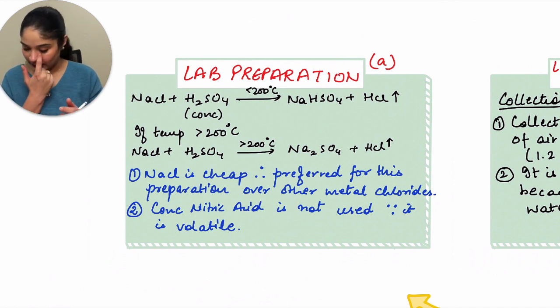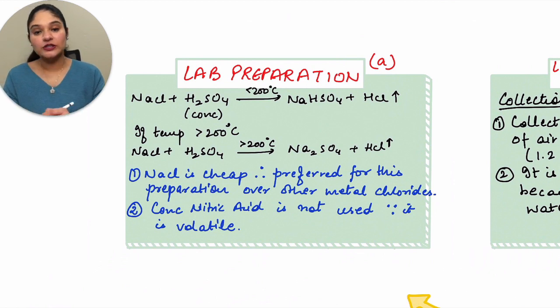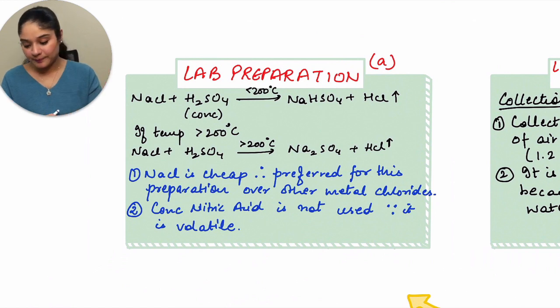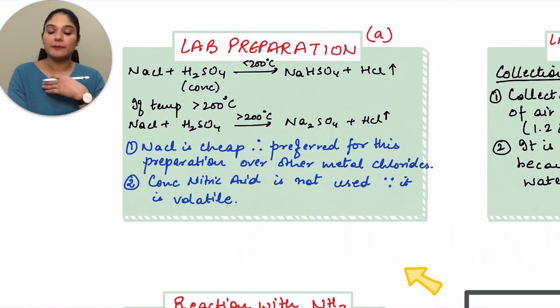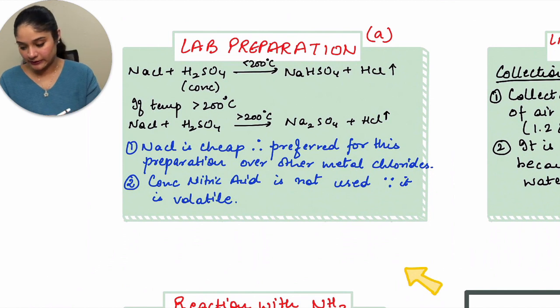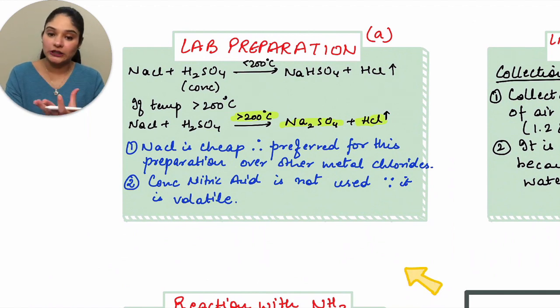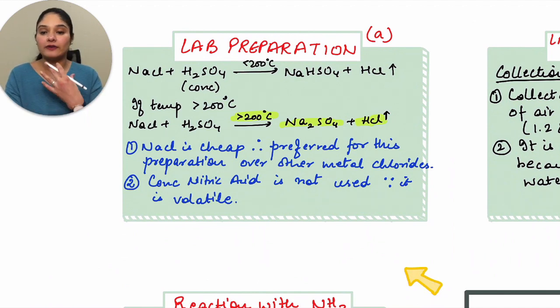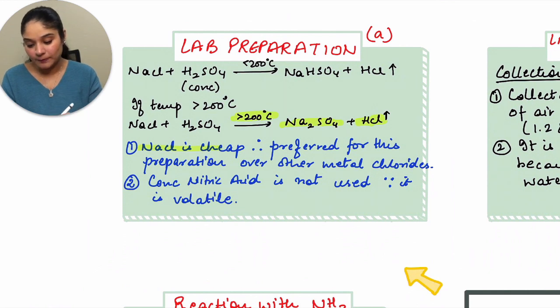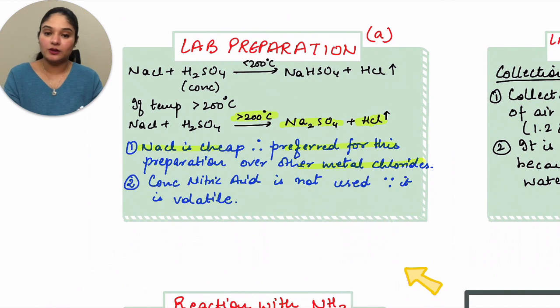So let's look at that. The first equation is when the temperature is lower than 200 degrees Celsius. The second equation is when the temperature is above 200 degrees Celsius. So you have NaCl plus H2SO4 at higher than 200 degrees Celsius giving Na2SO4 plus HCl gas. Now why do we prefer NaCl? We prefer NaCl because it is cheap and easily available, therefore preferred for this preparation over other metal chlorides.